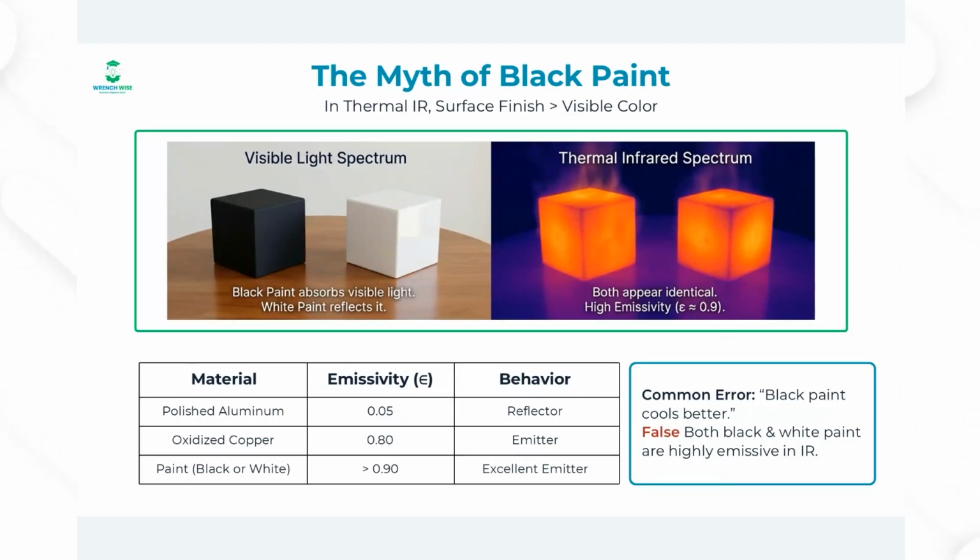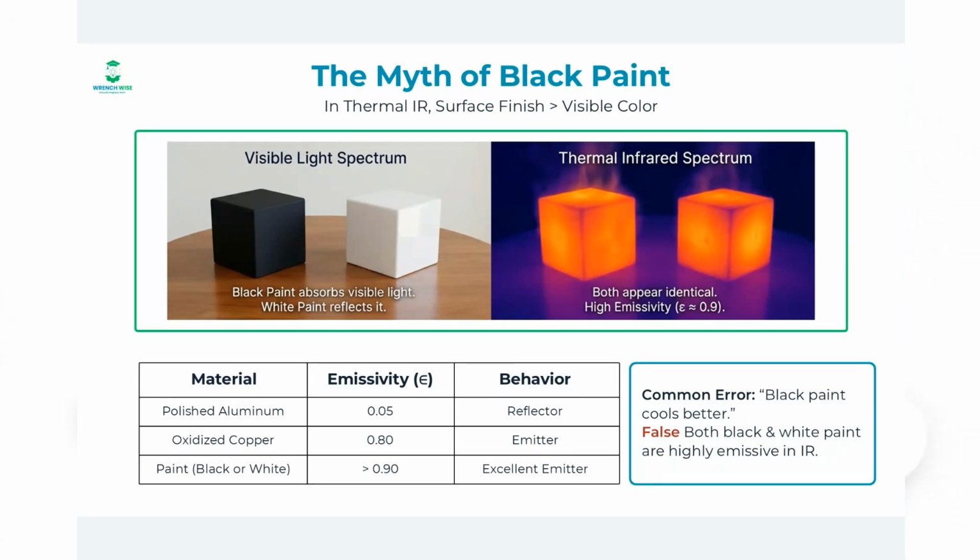So the rule of thumb essentially is surface finish matters much more than visible color. It is not the pigment that matters, but rather the material structure itself. Paints are generally non-metallic polymers or oxides. So as the table shows here, they are excellent emitters, where epsilon is greater than 0.9. Now compare this to a material like polished aluminium. We have epsilon of 0.05. Bare metal acts as a mirror, trapping heat inside. Applying any color of paint breaks that mirror effect and allows the surface to radiate heat efficiently.